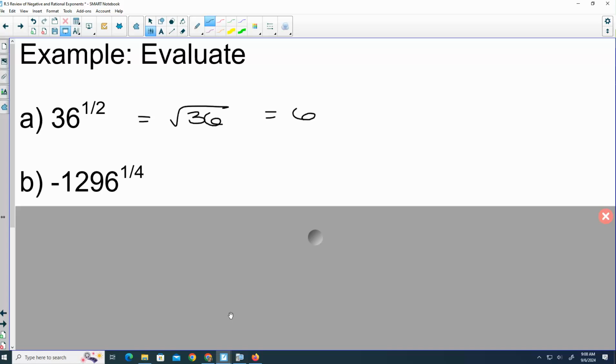Negative 1,296 to the 1/4 power. What happens if there's a negative on the outside? You put a negative on the outside of the radical, and so it'd be times the negative. Very good. So since it's not in parentheses, negative is outside, a 1/4 is a 4th root. Alright, if you need to, you can use your calculator. What is the 4th root of 1,296?